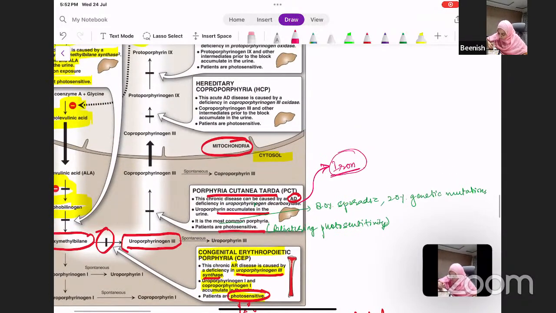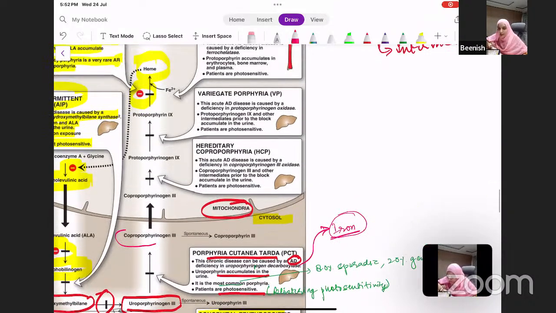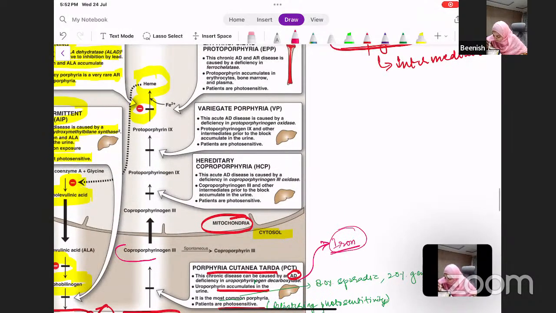Now, this coproporphyrinogen is going to move into the mitochondria, and the last 3 steps of the synthesis are going to take place in the mitochondria. So if your next enzyme, protoporphyrinogen 3 oxidase, is deficient, you are going to end up with autosomal dominant hereditary coproporphyria. Here, coproporphyrinogen 3 and other intermediates prior to the block are going to accumulate in the urine, and patients are photosensitive.